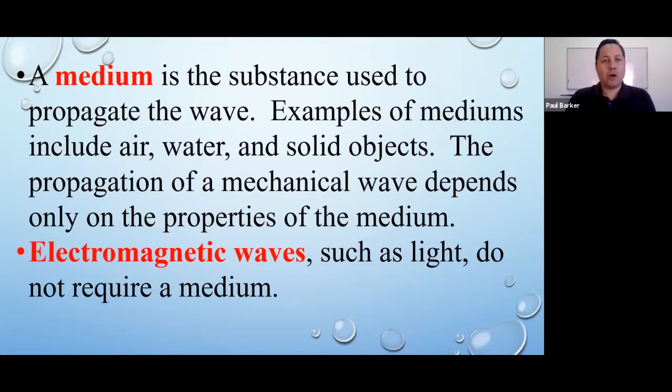The propagation of a mechanical wave depends only on the properties of the medium. So for example, the speed of a sound wave in air versus the speed of the same wave in water will have different velocities because they have different mediums. If there is no medium present, then that wave will not propagate. For example, sound cannot travel through a vacuum when there's no air present. An electromagnetic wave, such as light, does not require a medium.